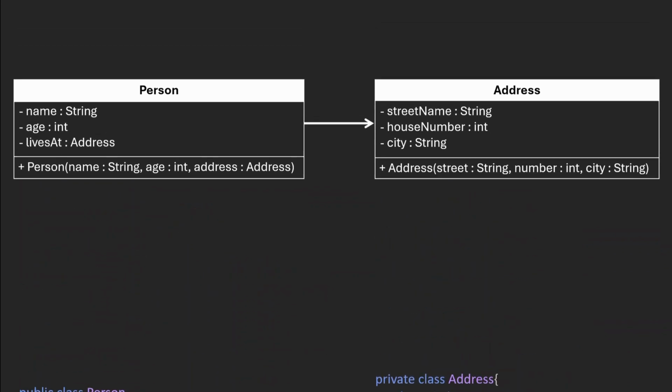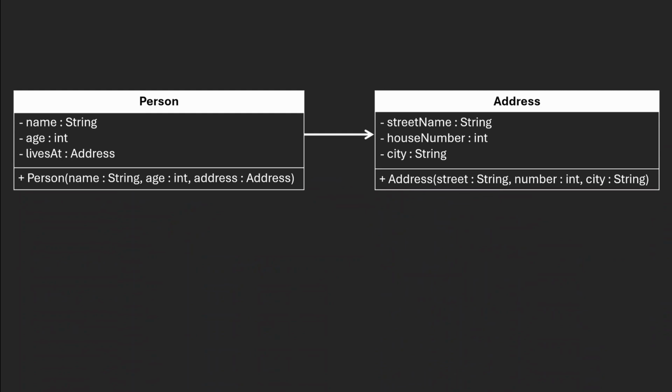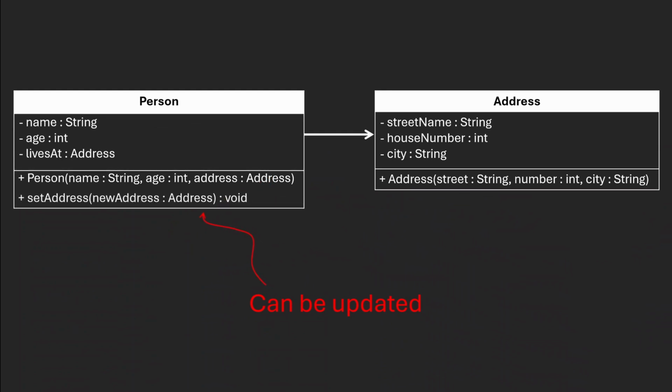Now, a few things about the association relationship. First, it is loose and flexible. This generally means the reference can be updated to point to a different instance of the same type. Or in this case, to be concrete, it could make sense to add a setAddress method. Maybe the person moves, and we need to update the reference so it now points to the new address.